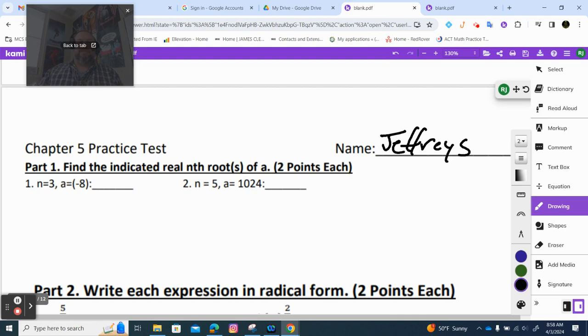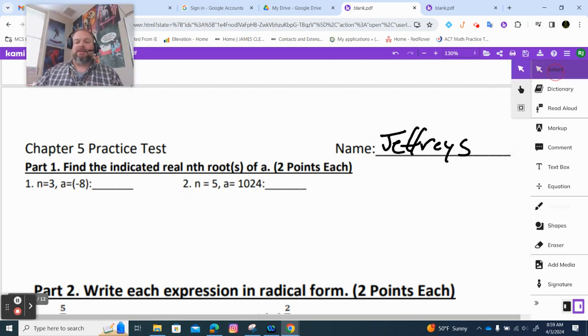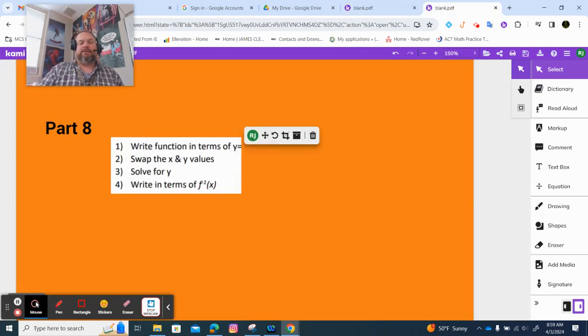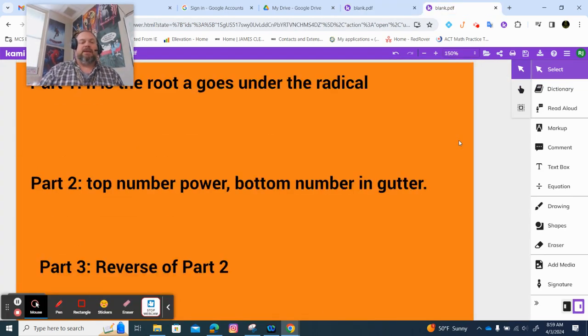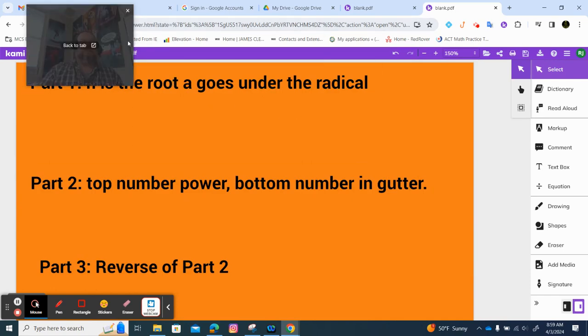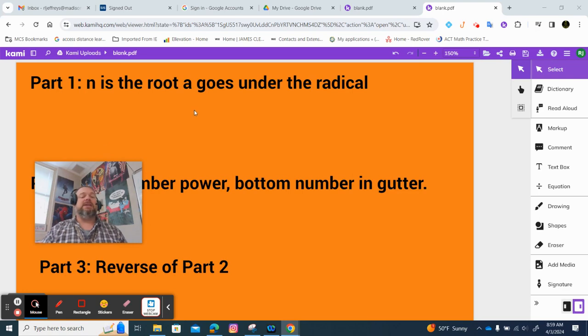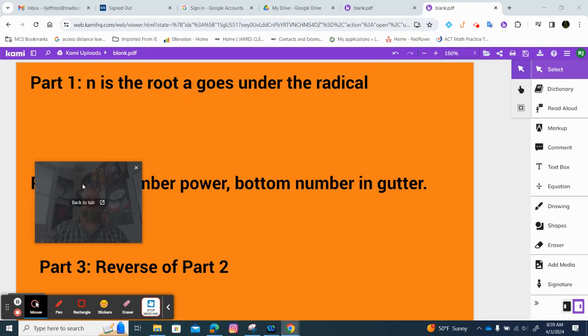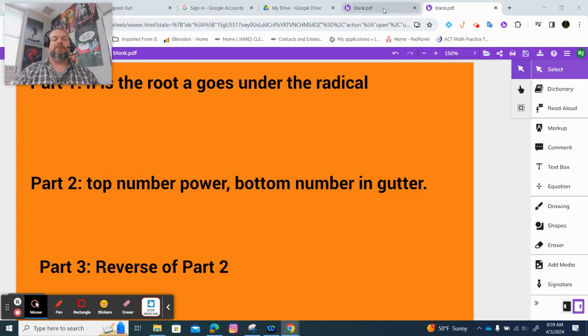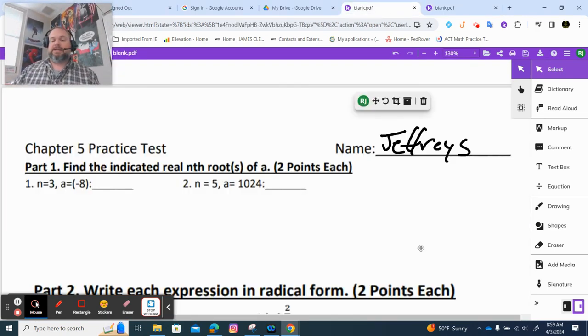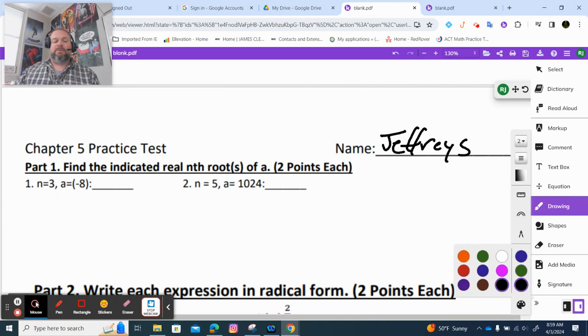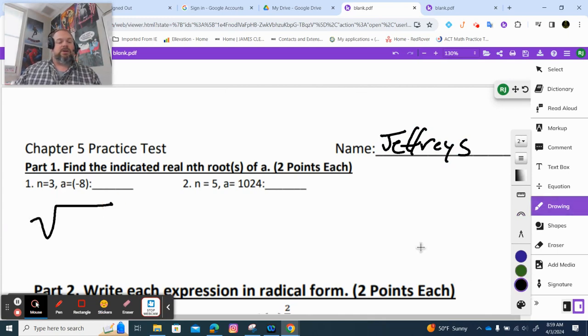So this is what I would have said for part 1. That's part 8. I would have said that, my face is in the way. N is the root and A goes under the radical. Okay, N is the root and A goes under the radical. So basically, like on number 1, we're trying to find the cube root of -8.